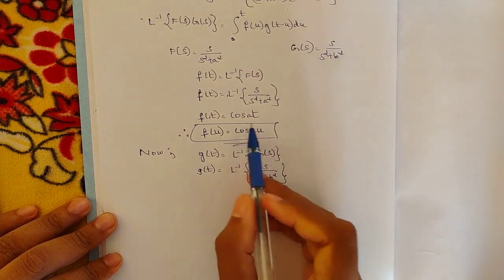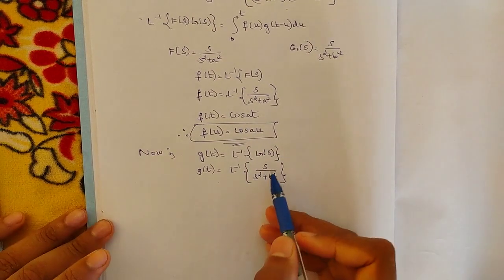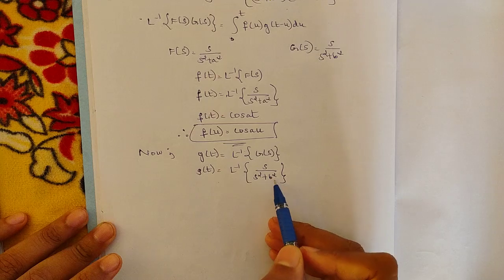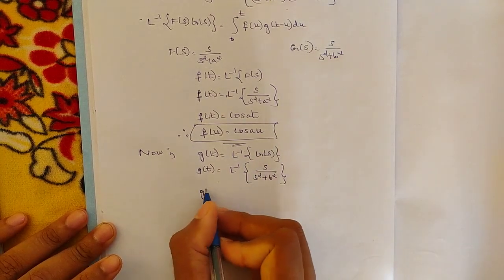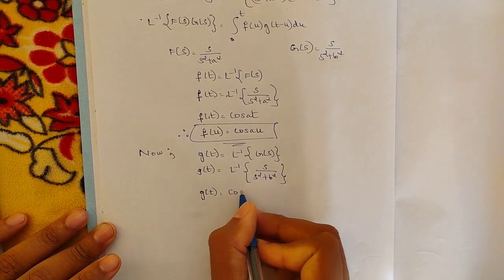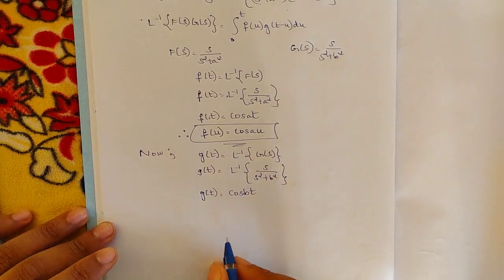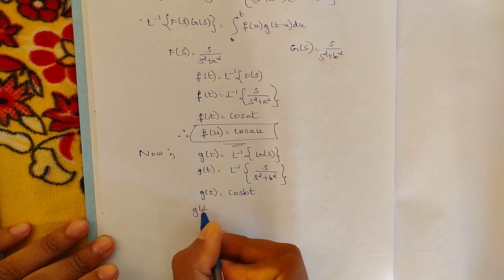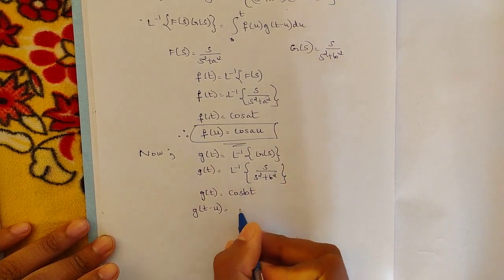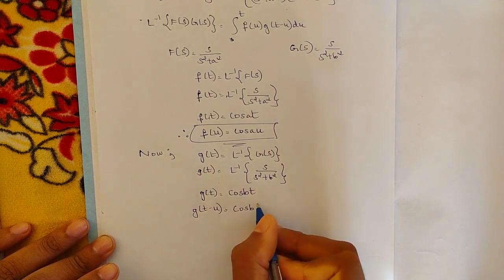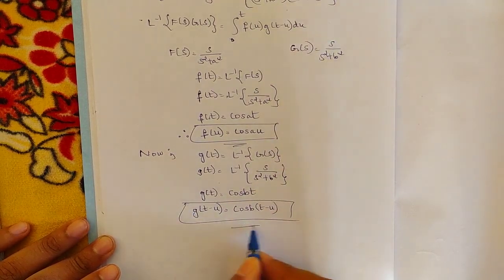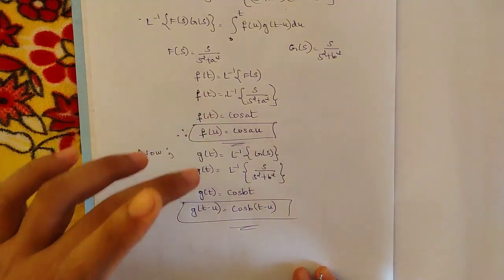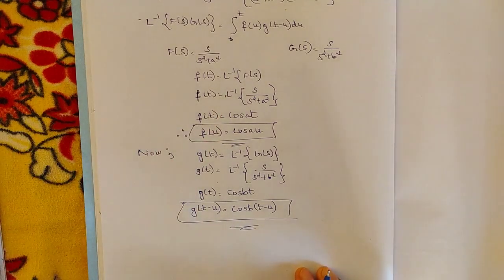Again this is of the form s divided by s square plus a square, but in the place of a it is b, so this could be written as cos bt. But they have asked g of t minus u, so in place of t substitute t minus u, that is cos b(t minus u). So this is the value of g of t minus u. F of u we have got, g of t minus u we have got. Now nothing much to do, only the further integration part.